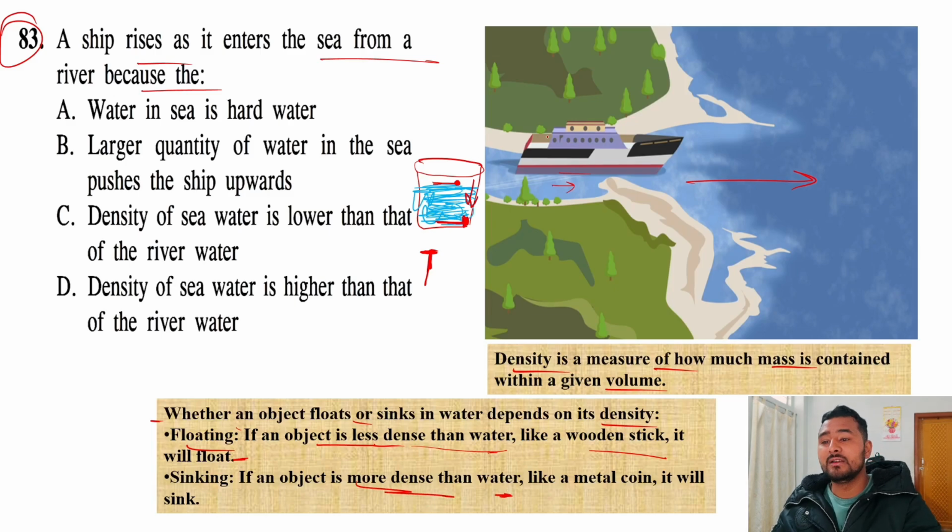In the same way, this river has lower density than this sea. That is why this ship is not sinking. The ship is floating above the water. So the answer will be one. A. Water in sea is hard water.